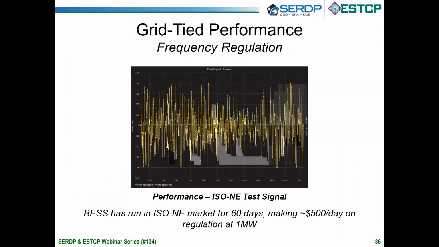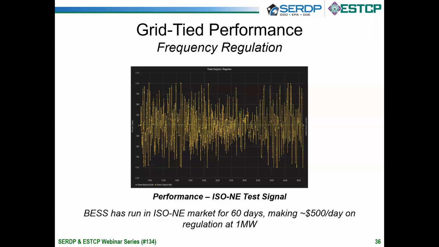So as I mentioned earlier, a major aspect of what we were doing in terms of grid tie performance was frequency regulation. As of the time I constructed this presentation, we had the battery in the ISO New England frequency regulation market for 60 days, making about $500 a day, providing frequency regulation at 1 megawatt. Moving forward, our plan is to step that up to 1.2 megawatt, 1.4, or maybe even as high as 1.6. The battery is capable of 1.6, but we may have thermal limitations operating at that regulation capacity.